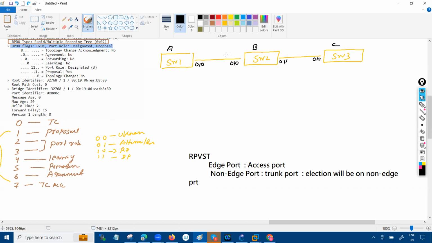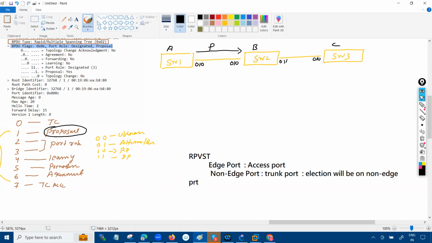Take an example, if the switch A link comes first and then the switch B link comes up, what happens? Switch A will send the BPDU, the configuration BPDU. In this configuration BPDU, it will turn on the proposal bit. It will say, hey, listen, I'm proposing to you, I would like to become the root bridge.